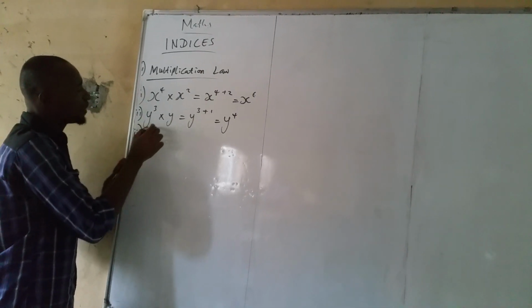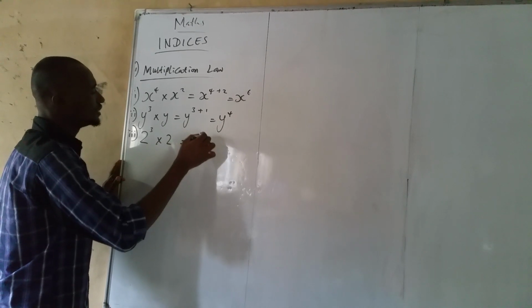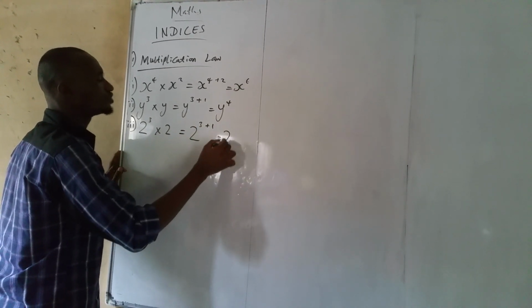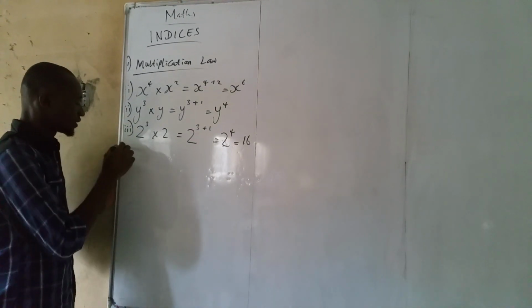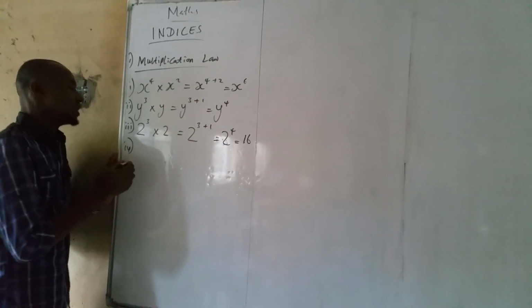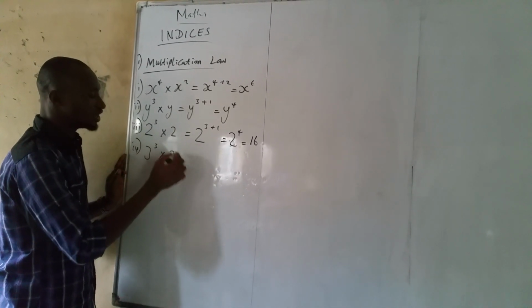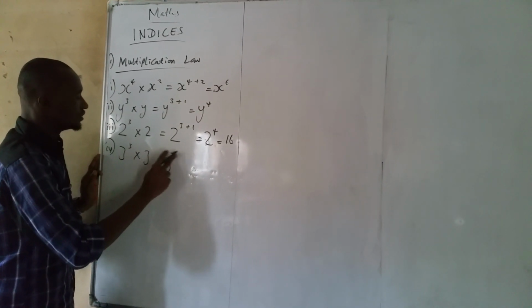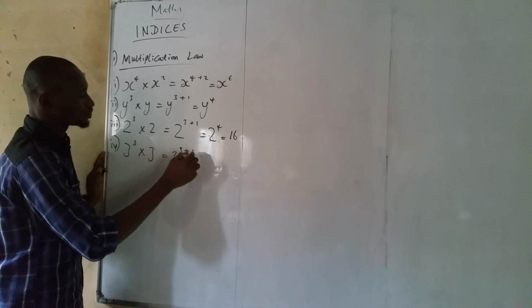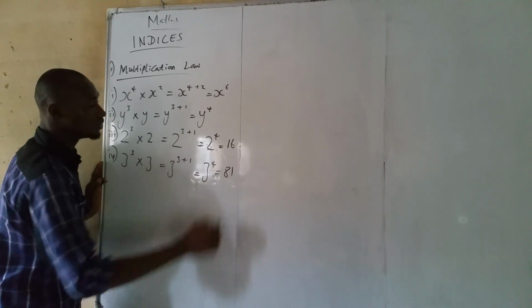We have 2 raised power 3 times 2. This means 2 raised power what? 3 plus 1 equals to 2 raised power what? 4. This is equals to what? 16. We have 3 raised power 3 times 3 raised power what? 1 or 3. This is equal to 3 raised power 3 plus 1 equals to 3 raised power what? 4. And this is equals to what? 81.